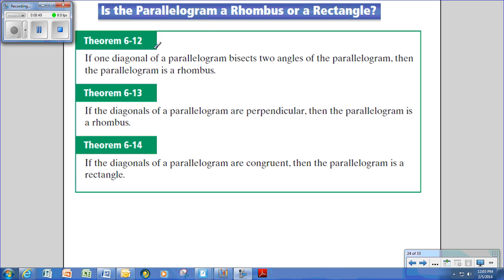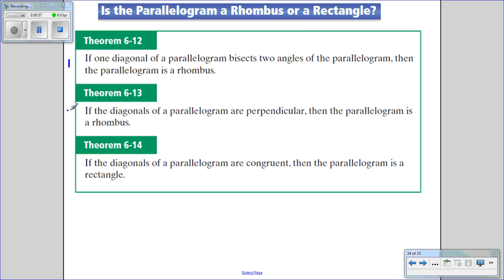Next thing we're going to talk about is whether or not the parallelogram is a rhombus or a rectangle. There are basically 3 ways to determine that. If one diagonal of a parallelogram bisects the 2 angles of a parallelogram, then it's a rhombus, which is what we talked about earlier. So if you have a parallelogram and the diagonal bisects the angles it comes to and from, then it's a rhombus. And all you need is one diagonal for that to happen.